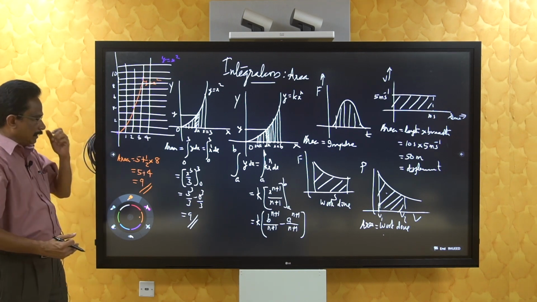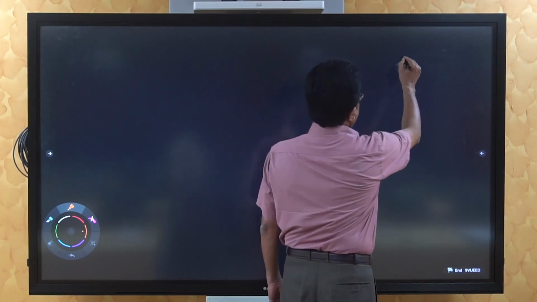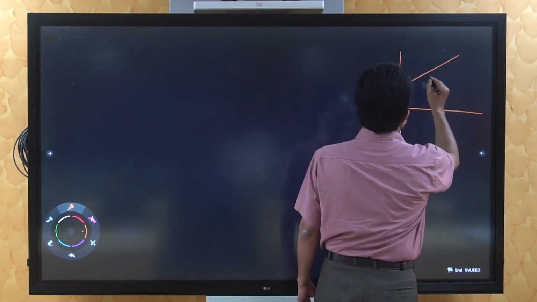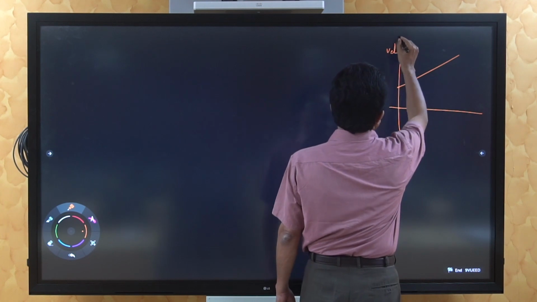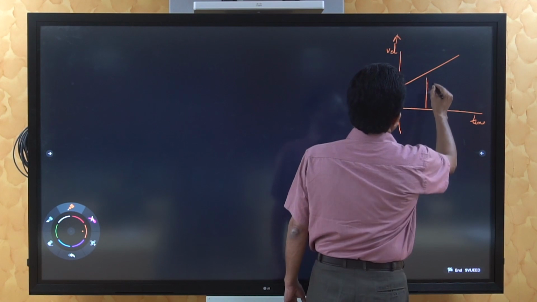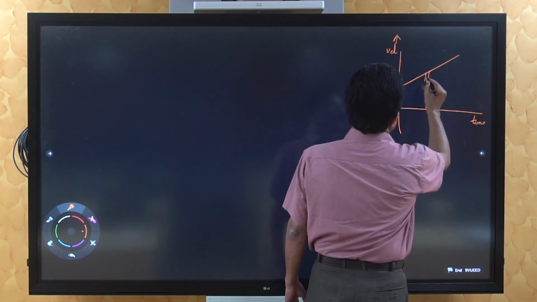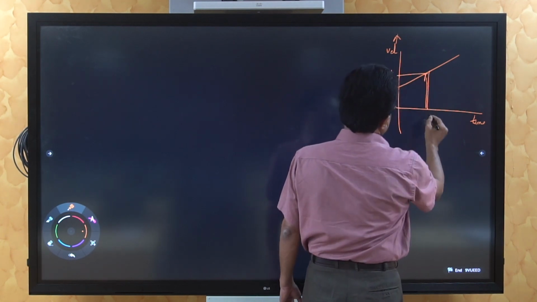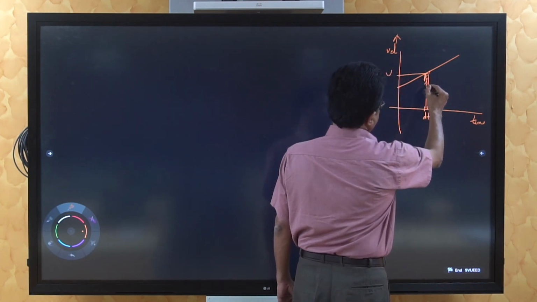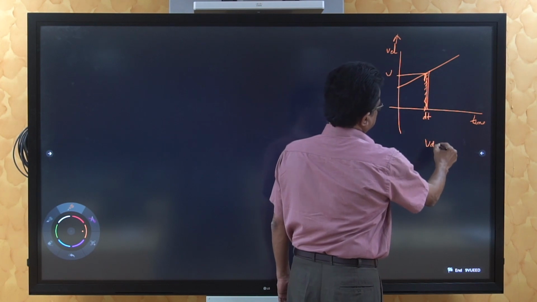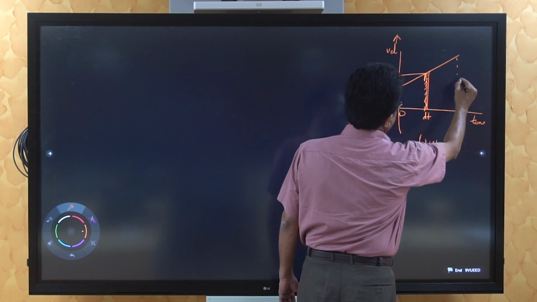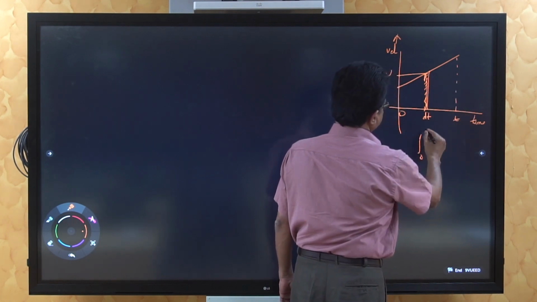Now we see some applications of this integration technique. Here we have a graph. This is a velocity time graph. Here we take a small segment, whose height is v and width is dt. So the area of this portion is v dt. The integral of v dt is the area from 0 to the final time t.